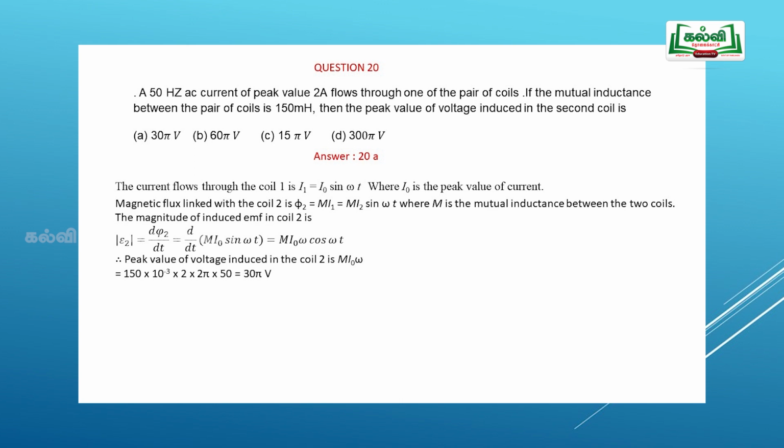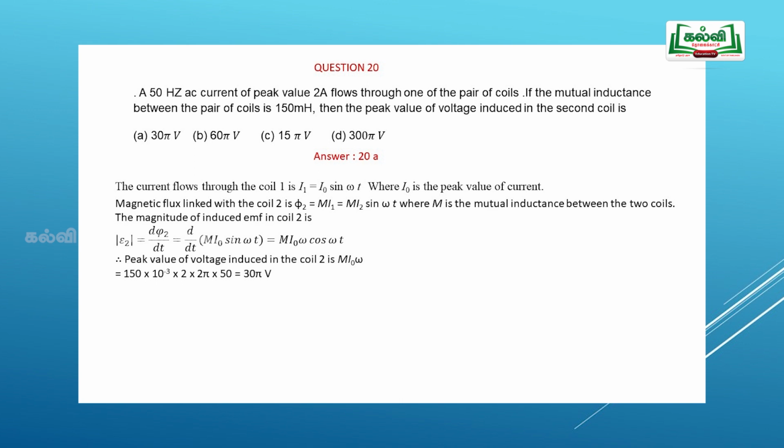Fine. So how do you find the flux? Phi 2 is equal to M i1, that is M I0 sin omega t. The induced voltage is d by dt of that, so differentiate it. Sin omega t becomes cos omega t into omega. So which is the peak value? M I0 omega. Only this is asked for, peak value of voltage induced. So what you want here is M I0 omega.